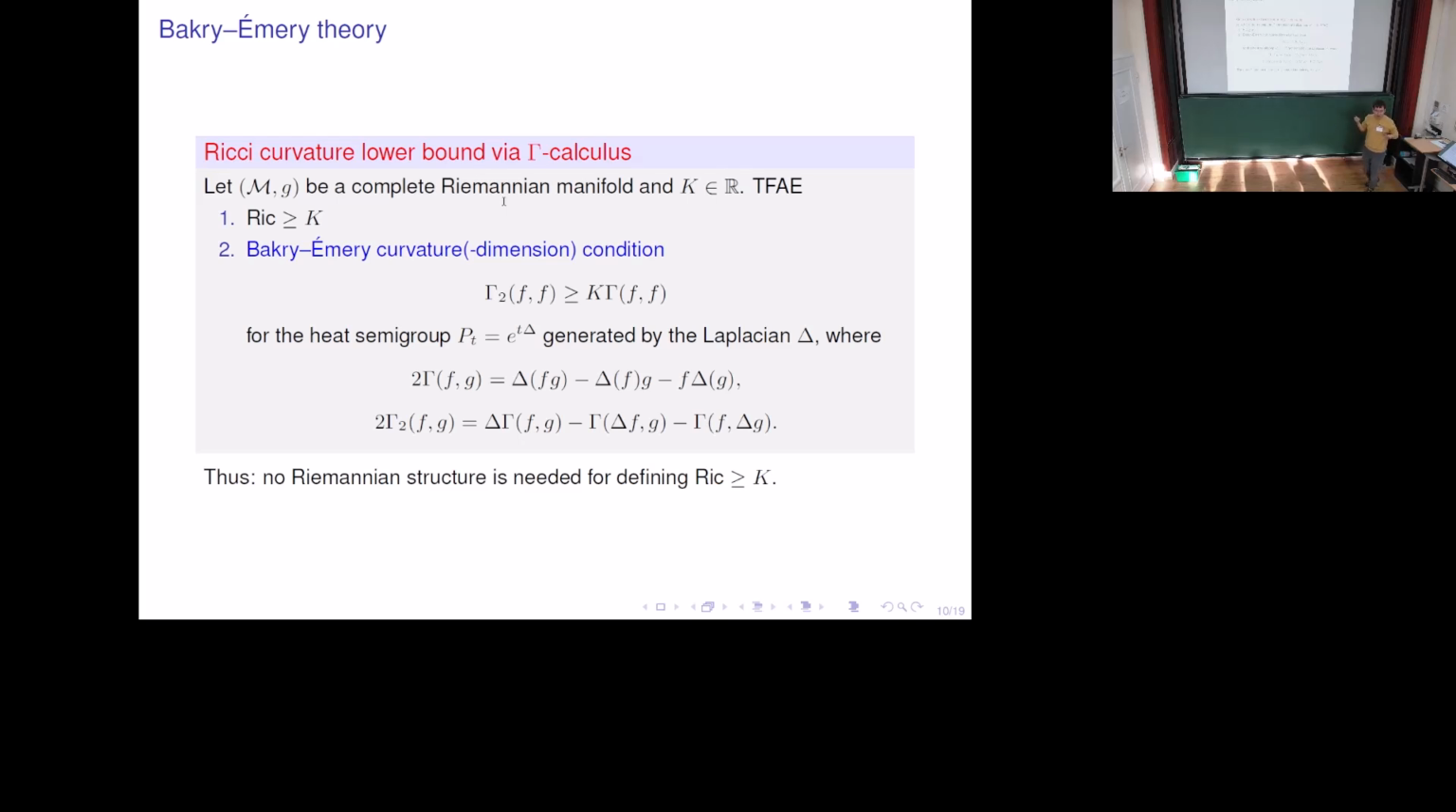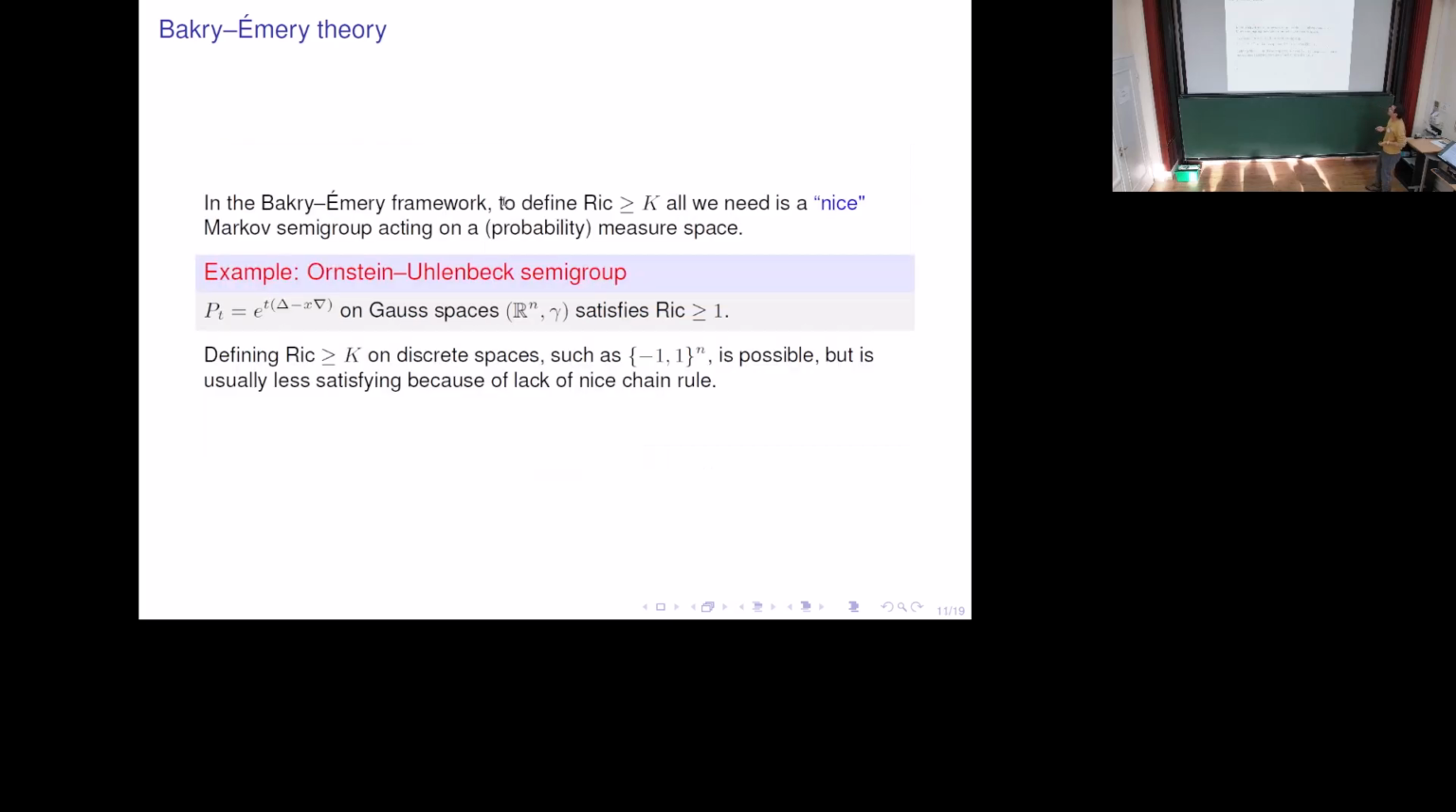Okay. For example, you can consider the Ornstein-Uhlenbeck semigroup acting on the Gaussian space. I will only mention this example, as very often when you have a result for Boolean functions on discrete hypercubes, you can ask for the Gaussian analog in Boolean analysis. So I will just mention this example only. So what does it mean? It means that you can define the Ricci curvature lower bound for this Ornstein-Uhlenbeck semigroup in a similar fashion.